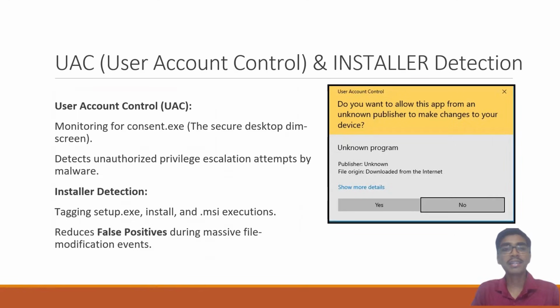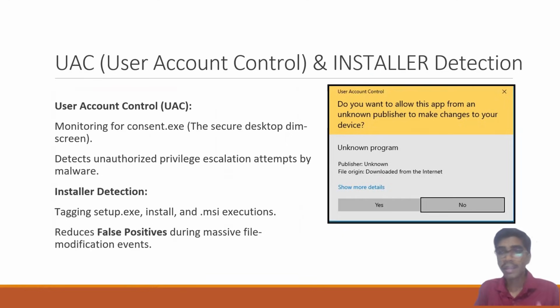Next it is about the UAC, User Account Control, and the installer detection. As you can see on the right side, this is a screen you have heard about or seen at least one time when you use a PC. What is this screen? It is User Account Control. It asks the user whether you want to allow this application to make changes to your PC. It is an admin privileges kind of thing. When you click yes, it allows the OS to interact with this new software, third-party software and so on, and gives you the admin privileges.